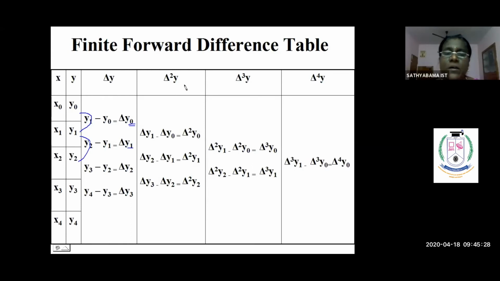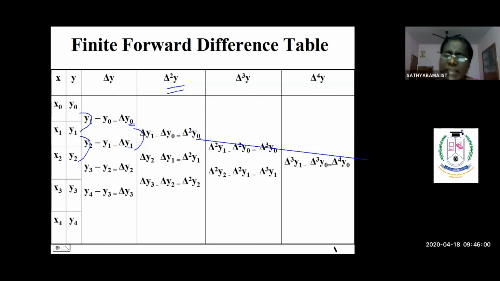Now I'm going for second order finite differences. What is it? It is the difference of differences. That is del y1 minus del y0. And we use the notation del square y0. And you see the notation here, y0. What is y0 here? The first value of y. Okay. Then del y2 minus del y1 is del square y1. In a similar way, I can construct the third order differences, fourth order differences, etc.